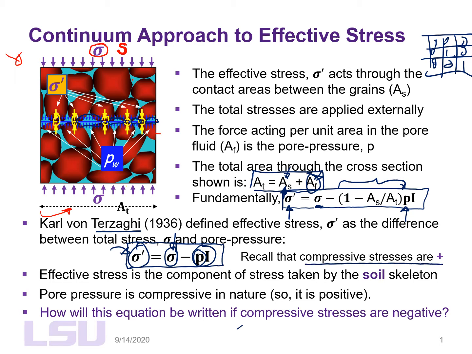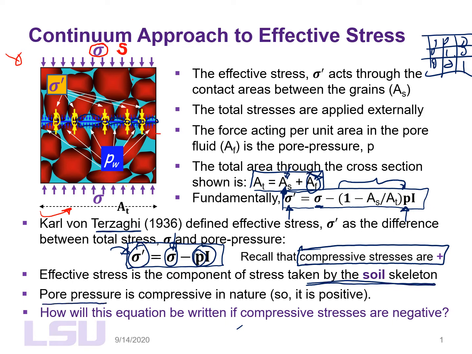Now recall that in petroleum engineering, compressive stresses and compressive strains are positive, whereas in engineering, tensional stresses and tensional strains are considered positive. So that will change this definition here. So effective stress is the component of the stress taken by the soil skeleton. So the skeleton bears some of the stress. That portion is the effective stress. The remaining portion of the total stress is the pore pressure, which is borne by the fluid.